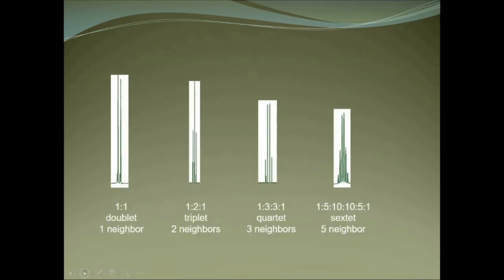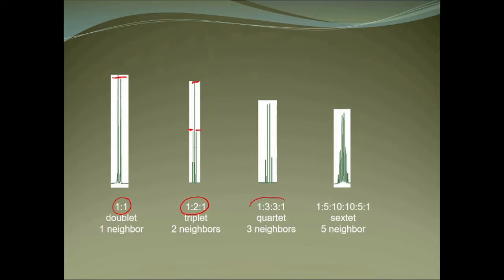So this is an example of a doublet. Notice we have 2 peaks of roughly equal intensity. Hence we have this 1-to-1 ratio. The triplet is a 1-2-1 ratio, where that center peak is twice the size of these 2 outer peaks. And notice the outer peaks are of roughly equal intensity.